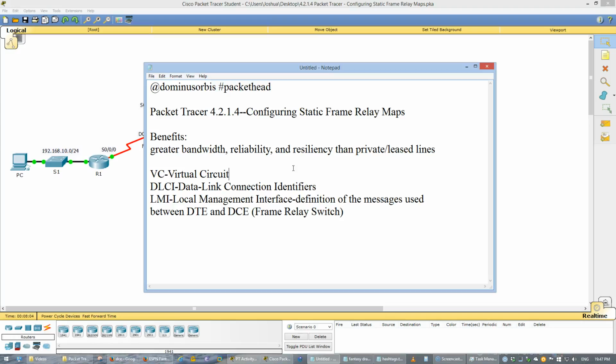And then frame relay also relies upon the LMI, local management interface, which is the definition of the messages used between the data terminating equipment, the data circuit terminating equipment, and the data terminal equipment, or the frame relay switch for the data circuit terminating equipment.